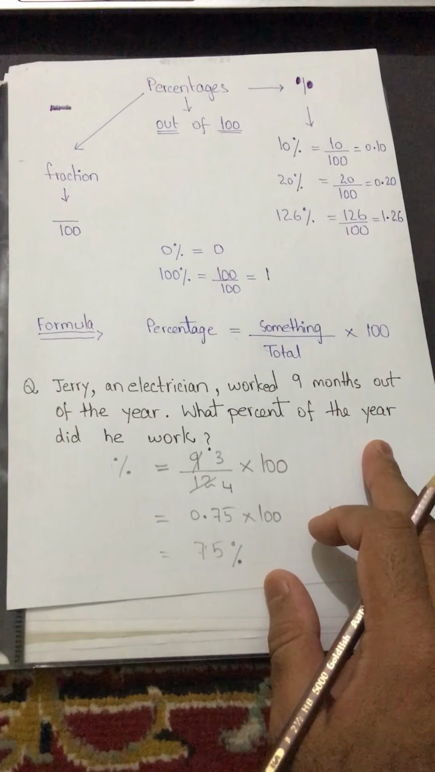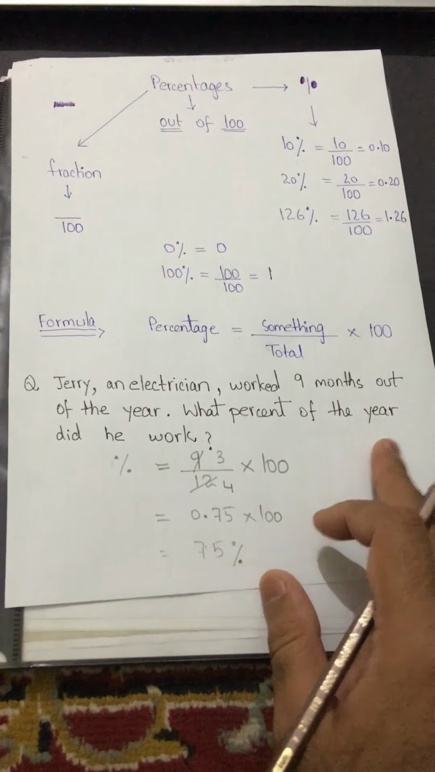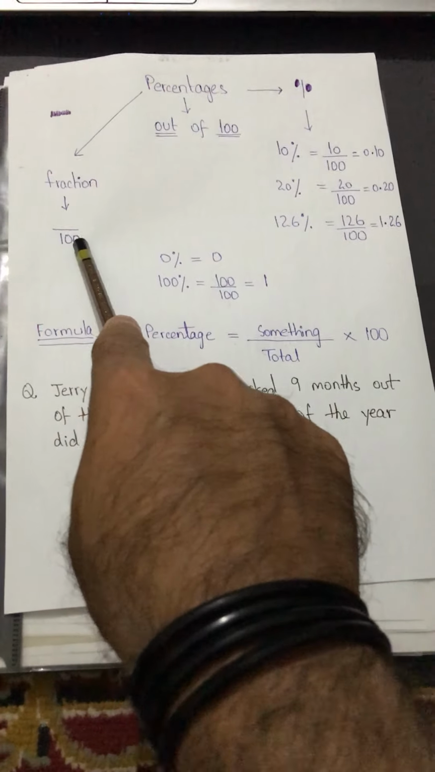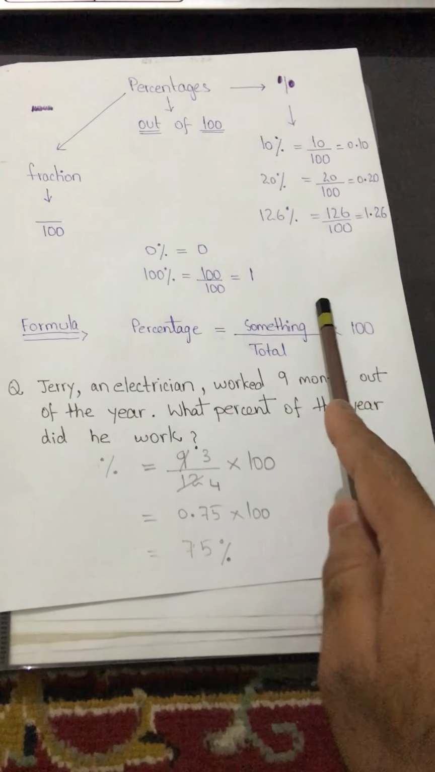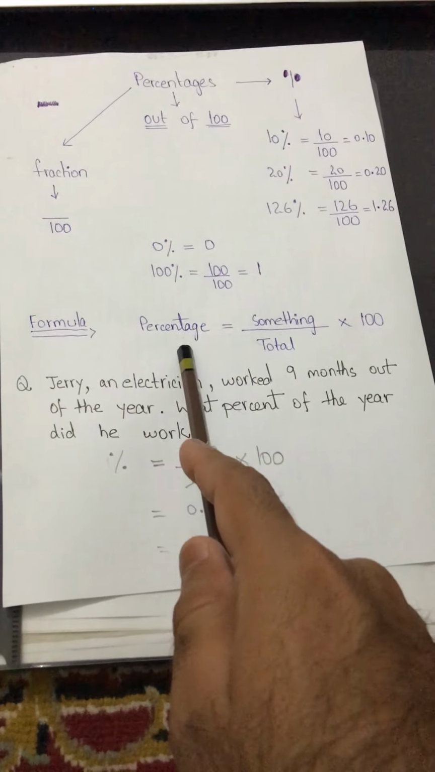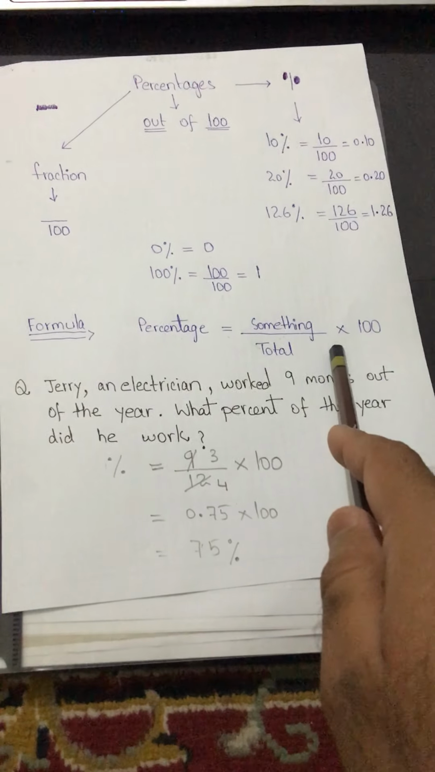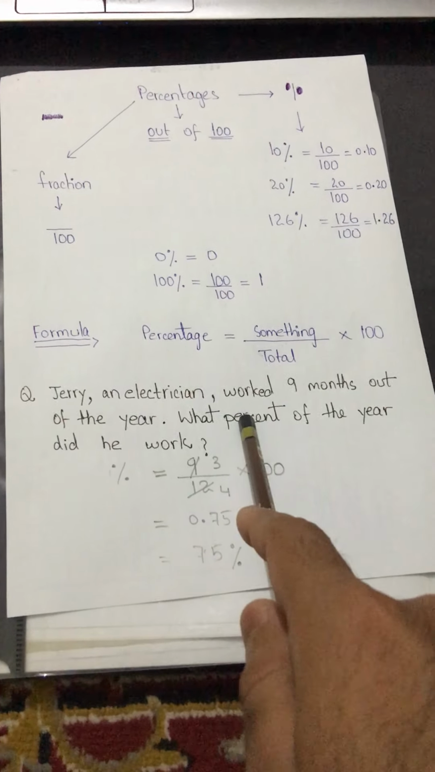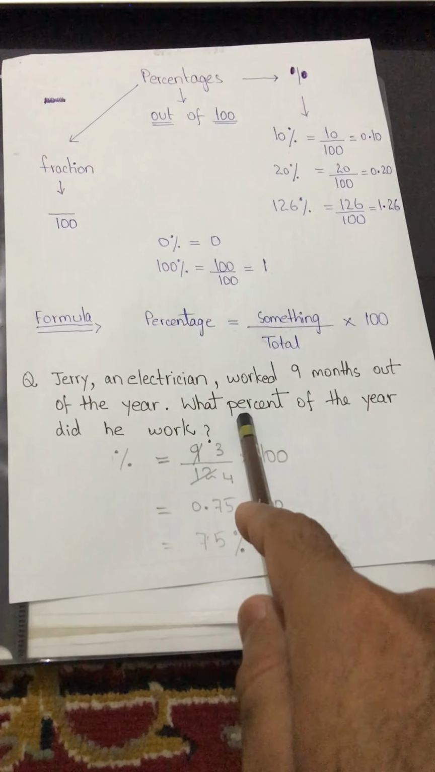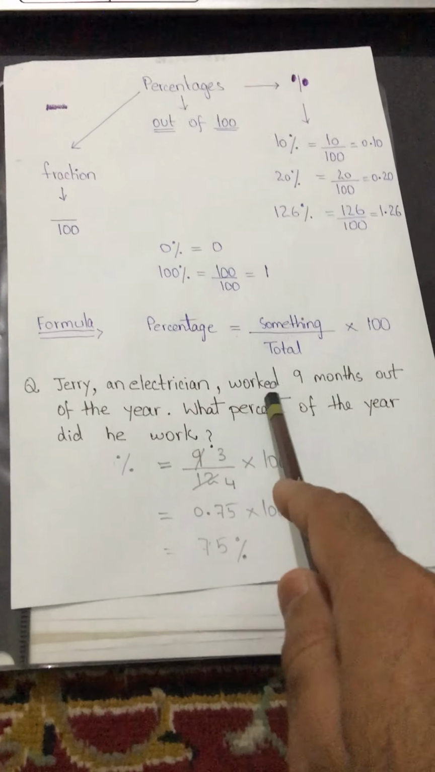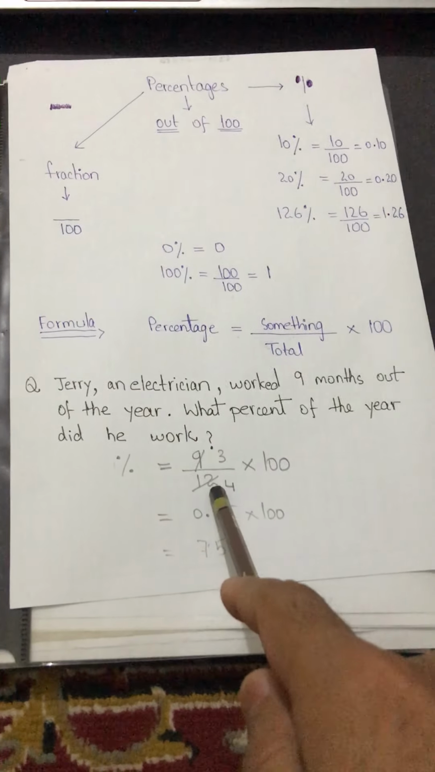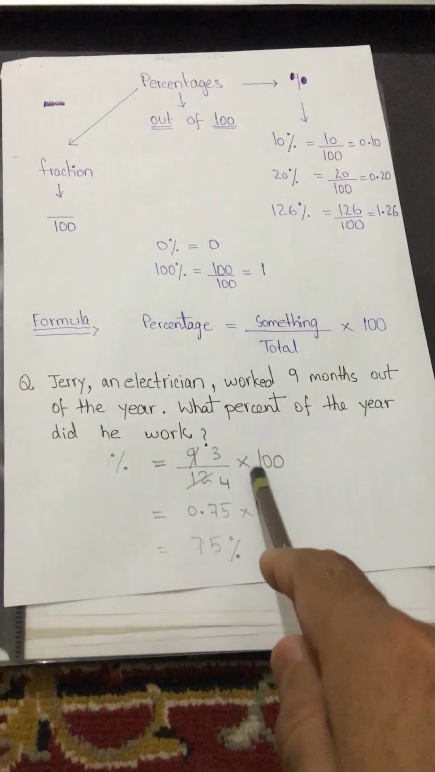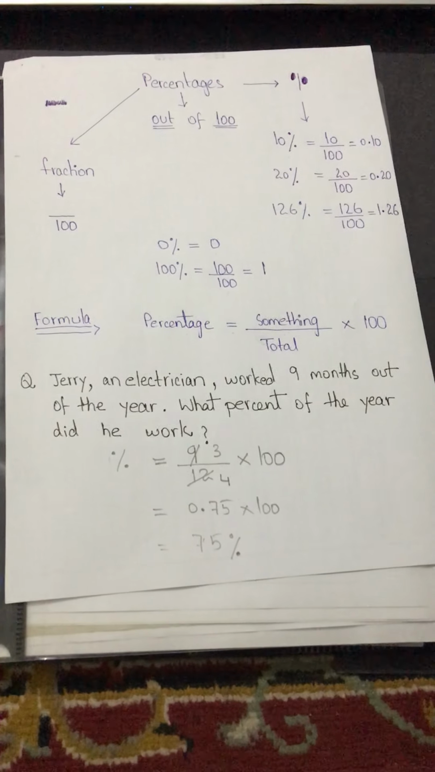So this was a brief overview regarding percentages. Percentage is basically a fraction that has 100 as denominator, and we can write percentages in fraction and decimal as well. We have a formula to find the percentage, that is something upon total multiplied by 100. Something is the thing which we have to calculate. In this question, Jerry is working 9 months out of 12 months, so I wrote 9 upon 12, and then since I have to find the percentage, I multiplied this fraction by 100 in order to get the required percentage of Jerry's work.